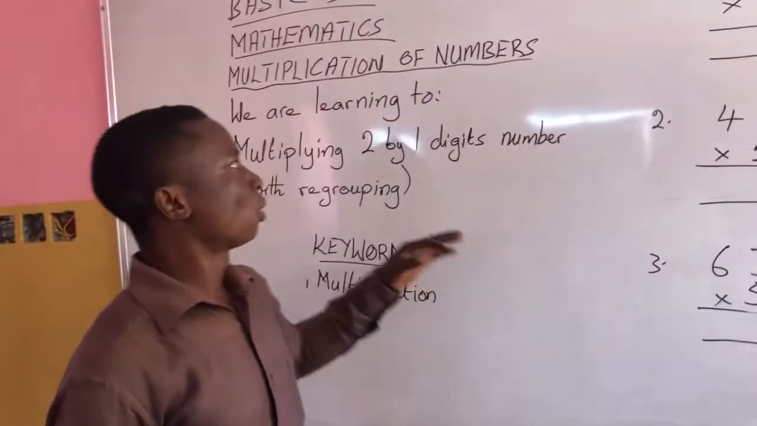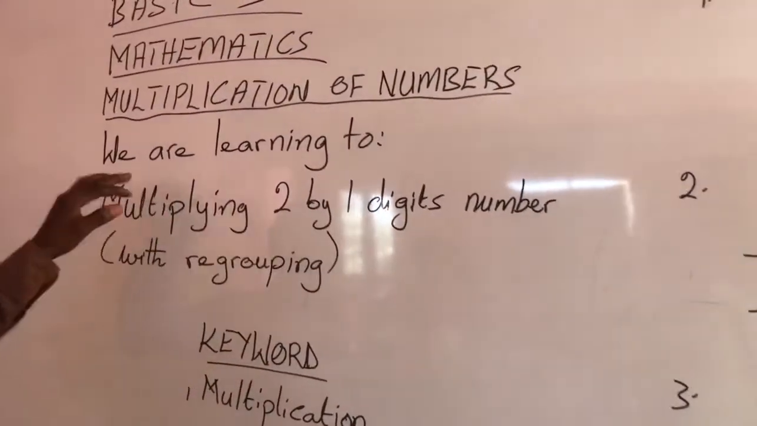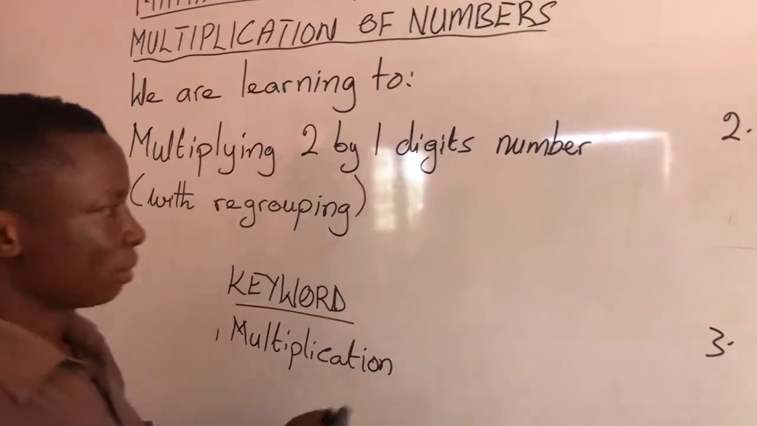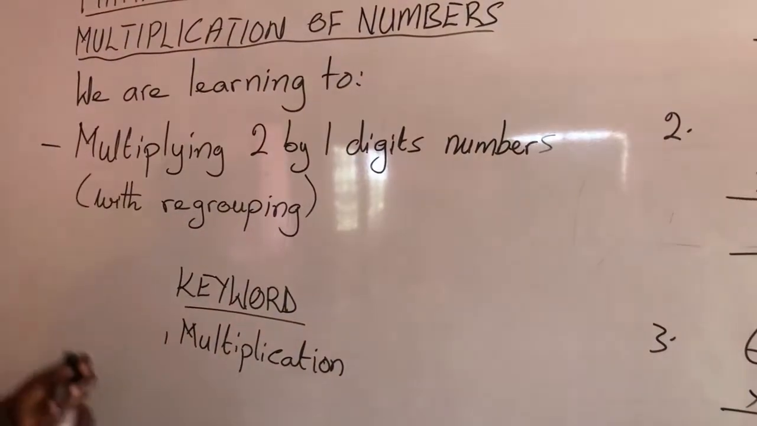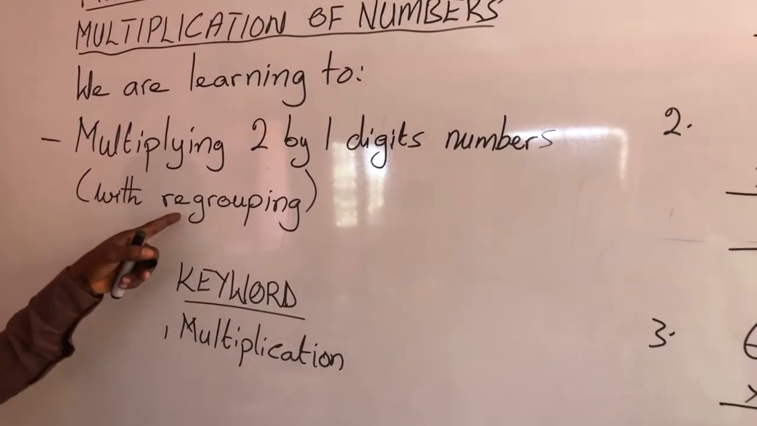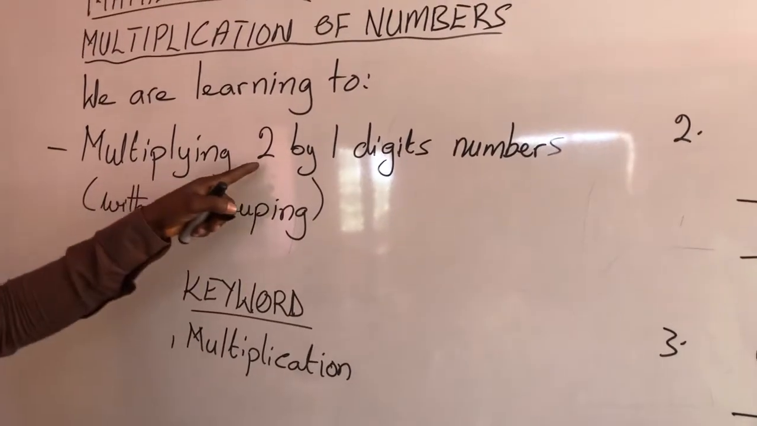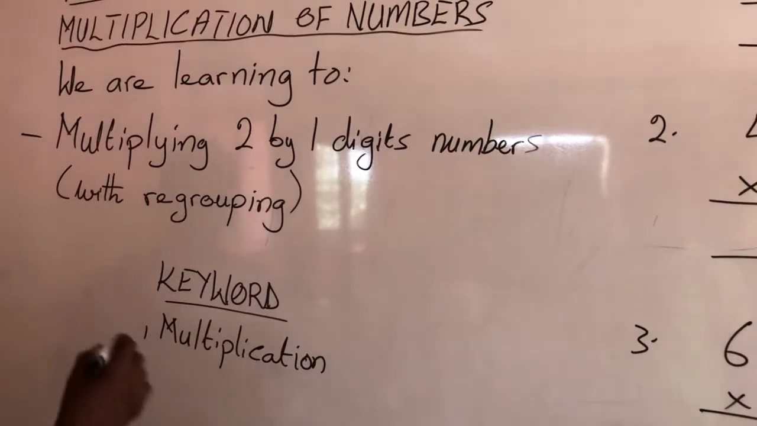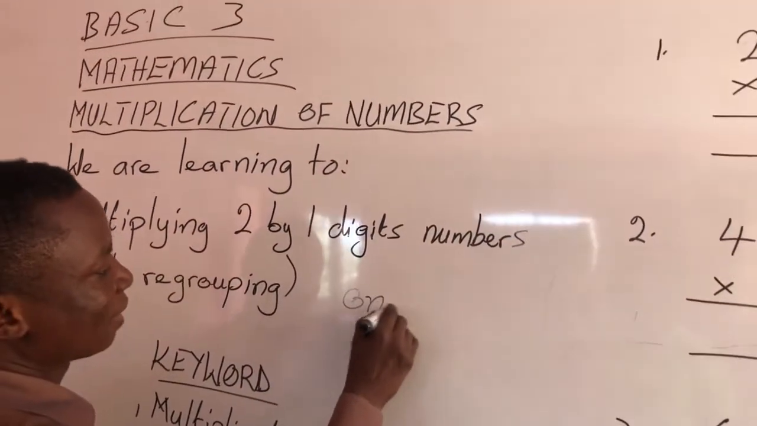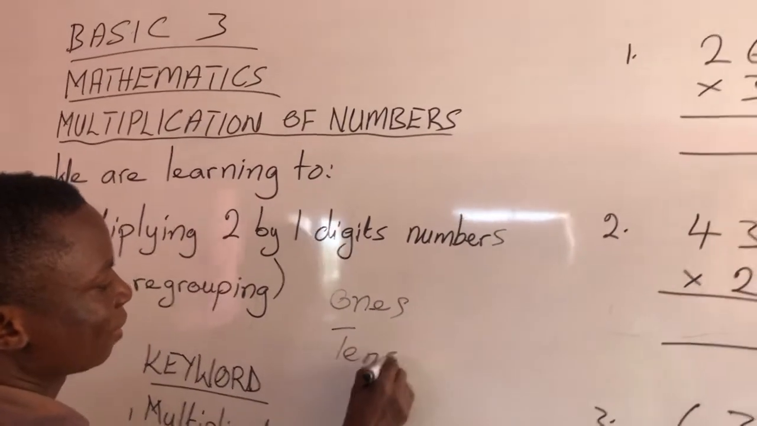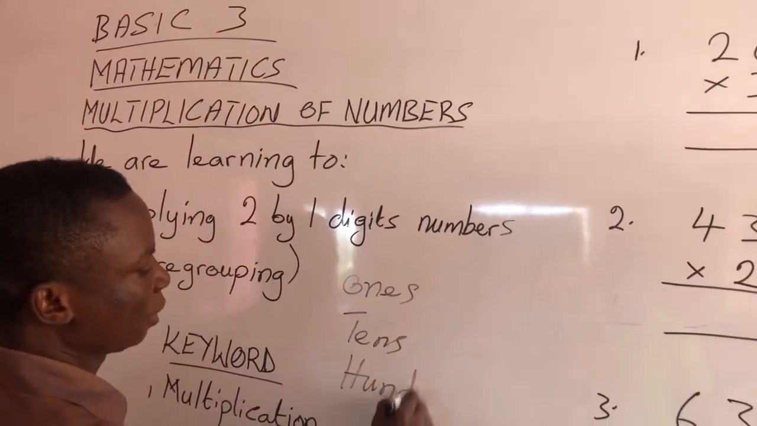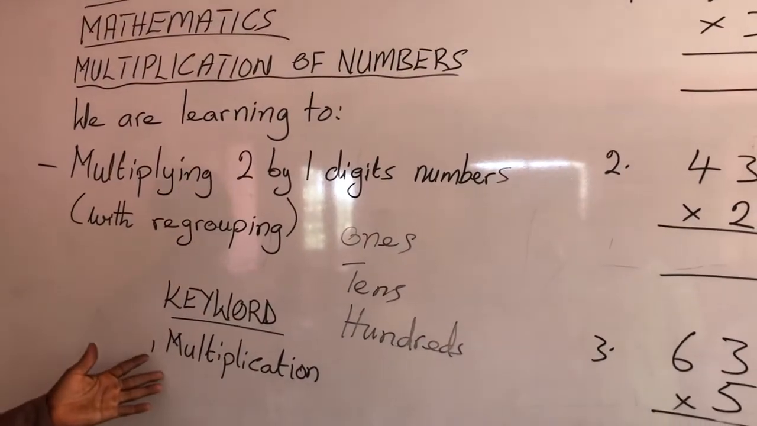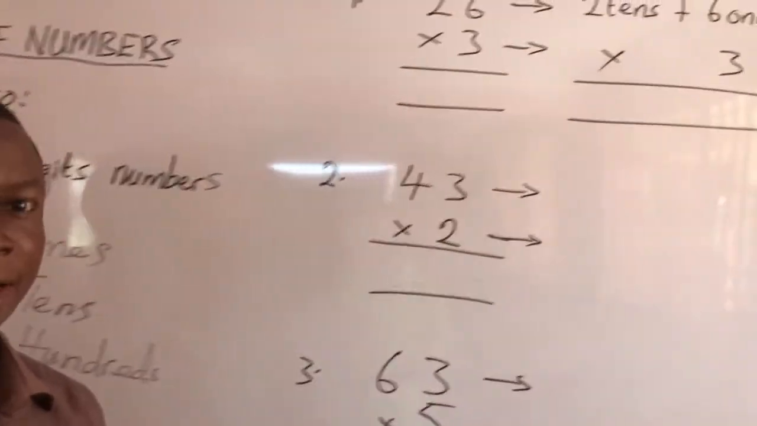We are still on multiplication of numbers. We are learning to multiply 2-digit numbers by 1-digit numbers with regrouping. Now the regrouping is all going to be about ones, tens, hundreds. Don't forget the rest. Our key word still remains multiplication. Let's look at today's activity.